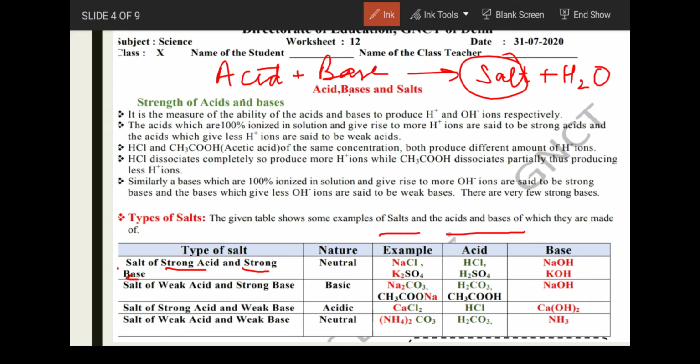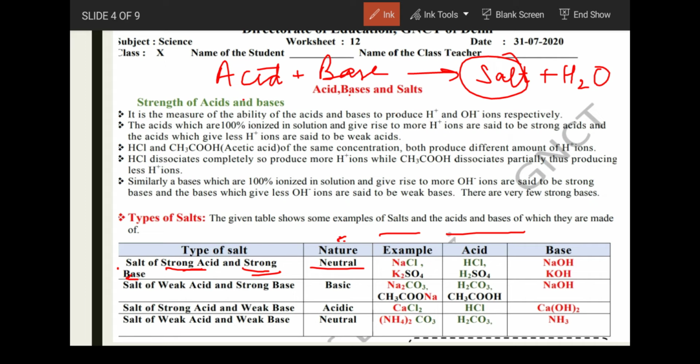This type of salt will be formed when the acid is strong and the base is also strong. The nature of the salt will be neutral. Why? Because both are strong. Their effects are strong and they cancel each other out.